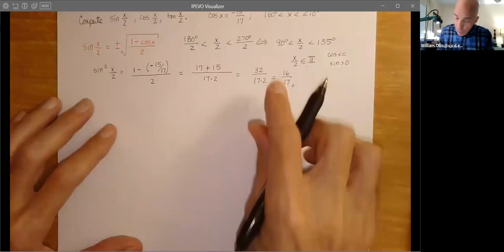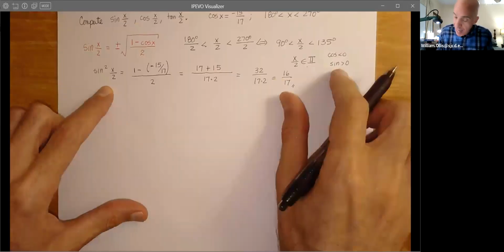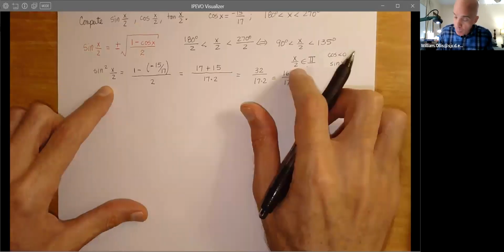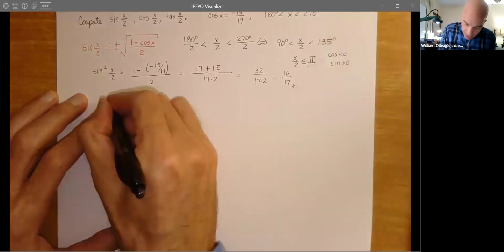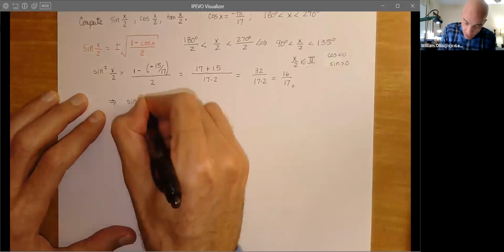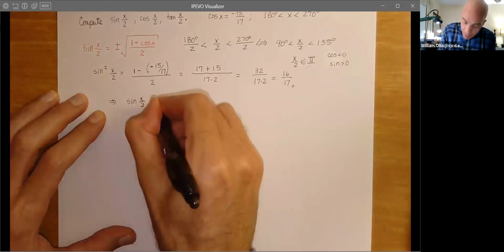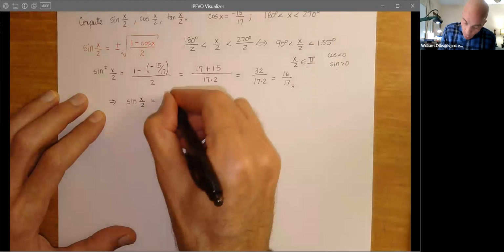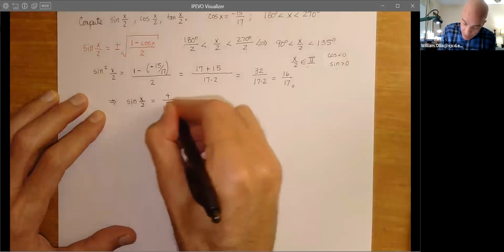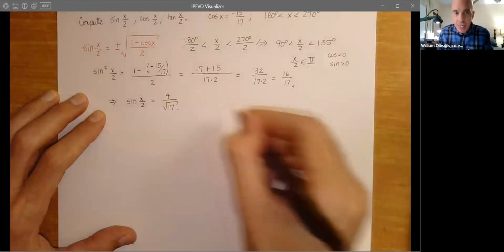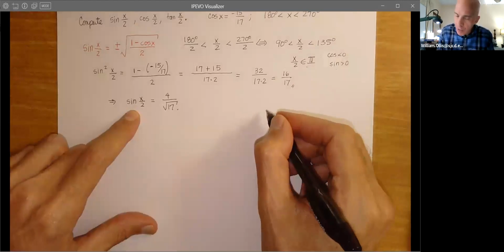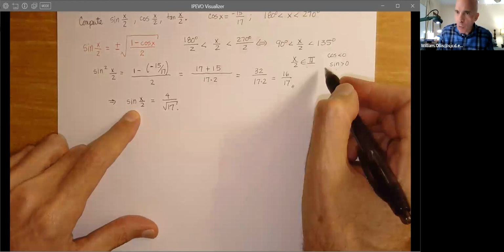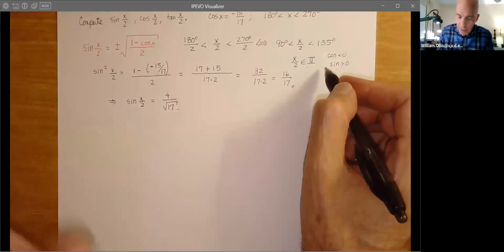So now we're thinking, or we go over here where the sign for this particular input, we've got a positive sign. So this implies that sine of x over 2 will now be the square root of that, which is 4 over the square root of 17. So that was the easiest way to get sine of the half angle. Again, do all the arithmetic that we do beforehand. None of that has changed.